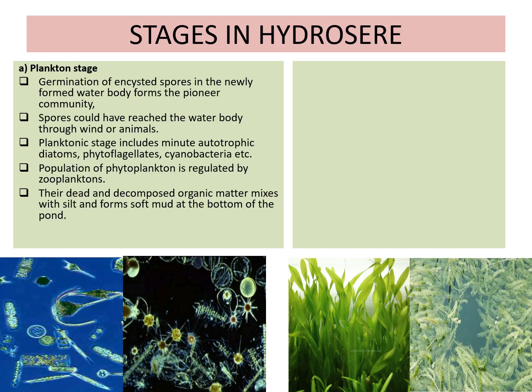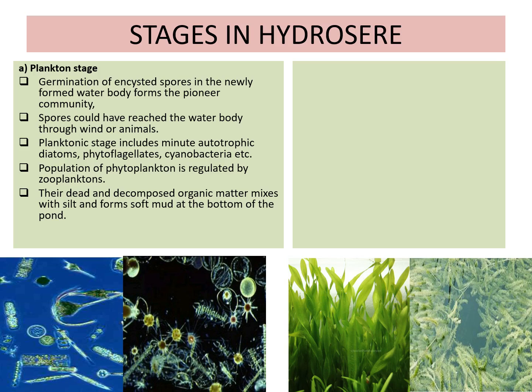Stages of hydrosere. First stage is known as plankton stage. The first biotic community which develops is known as pioneer community. The plankton stage is the pioneer community. The germination of ancestral spores in the newly formed water body forms the pioneer community. Spores could have reached the water body through wind or animals.